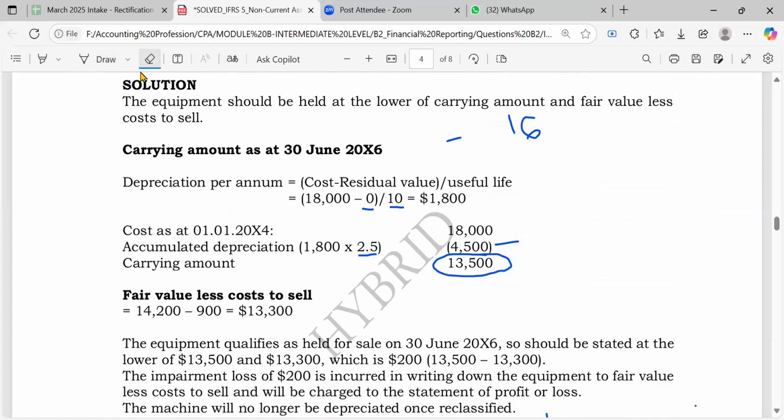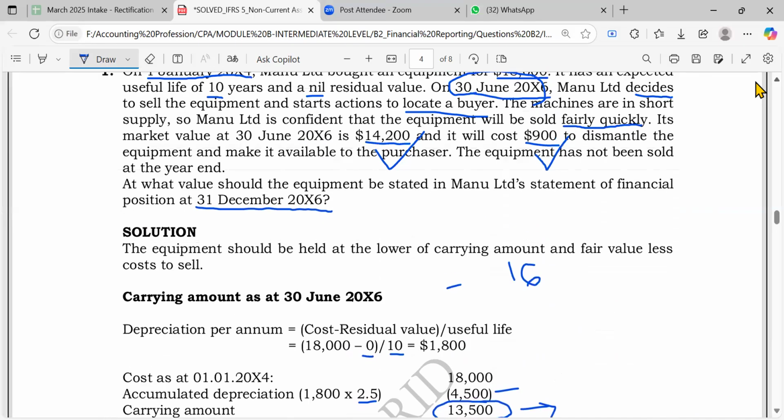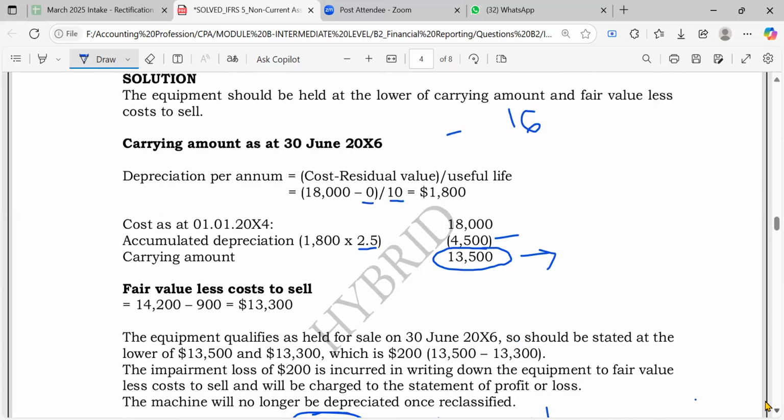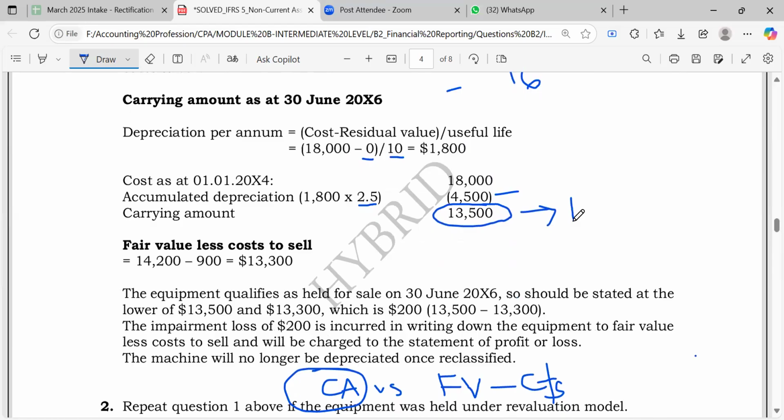We usually have to compare the carrying amount, and we change it to a revalued amount. And what is the revalued amount? It's 14,200. It's the fair value. So if the asset was measured under the revaluation model, you would say this is my fair value, so I have to change 13,500 to 14,200.